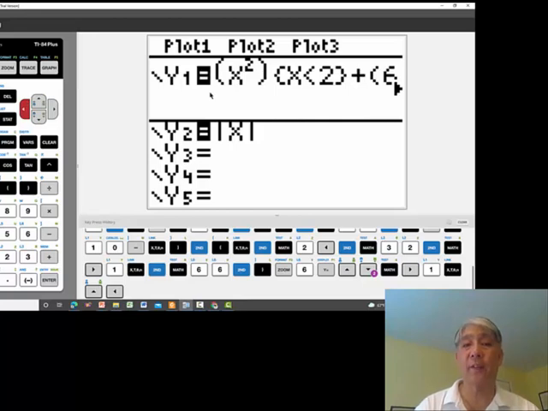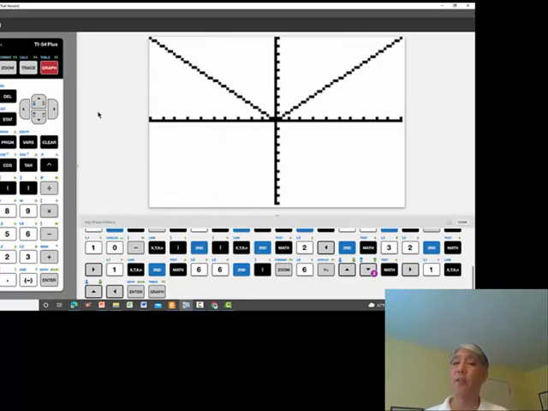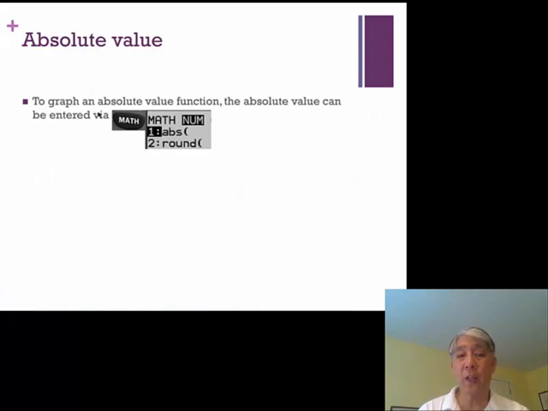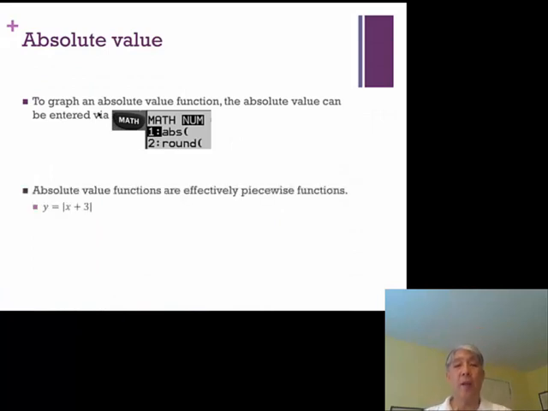I'll disable the first graph. And if I graph that, that's the graph of the absolute value of x. So I can do that, but absolute value functions are also piecewise functions.